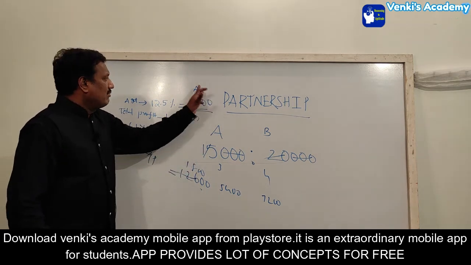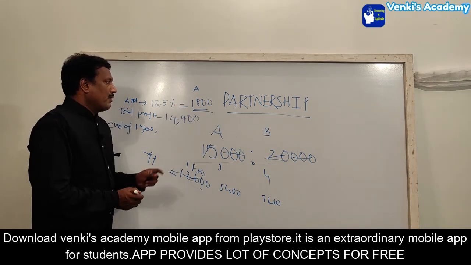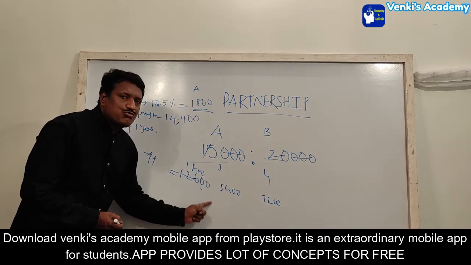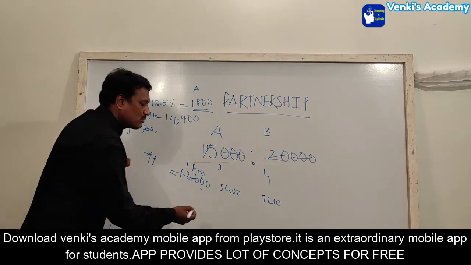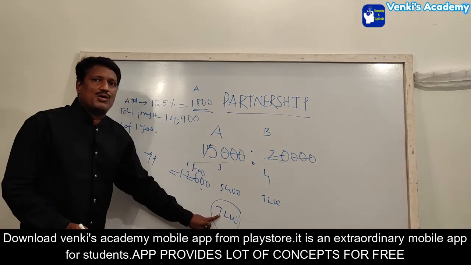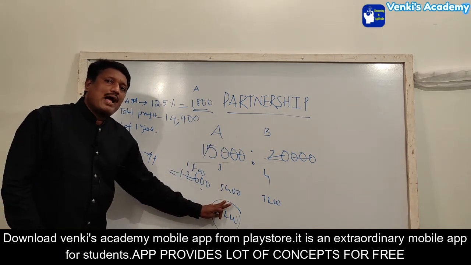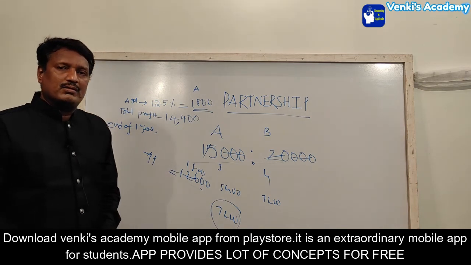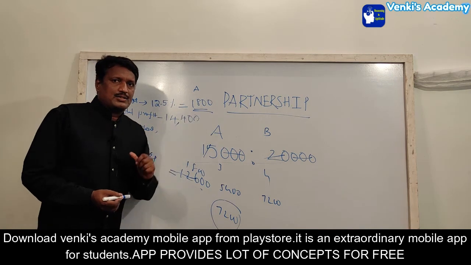So people forget about the 1,800 of A, the share. Actually, to find the share of A, it is not 5,400. To this 5,400 we should add the 1,800 also. 1,800 plus 5,400 becomes 7,200. This is the share of A, 7,200, but not 5,400. People will put 5,400 as A's share. So don't make that type of mistake, because people forget about this salary also.